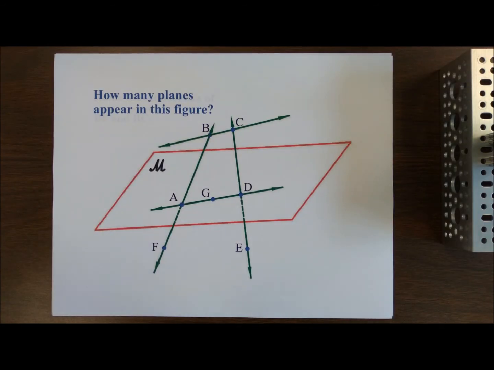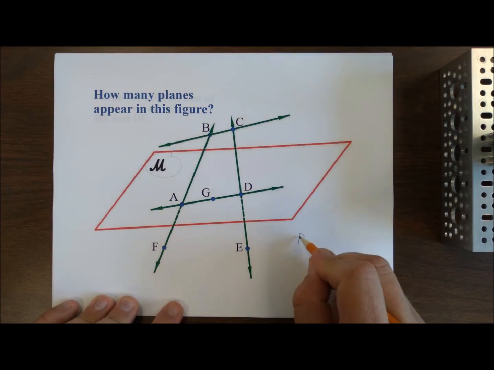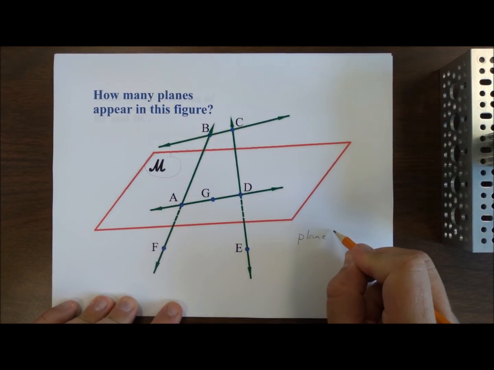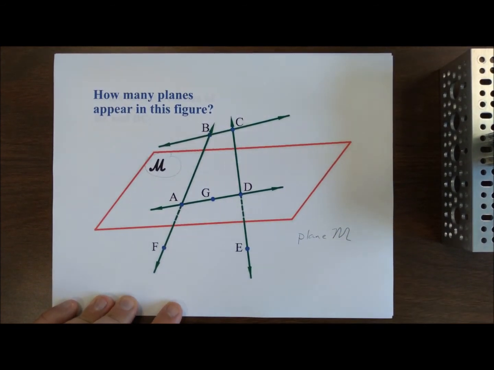Okay, how many planes do you see in this figure? And you might want to pause it if you want to try this one. This is like the last example. We've got this plane M, so there's 1, right? And we've got some uppercase scripted M there. What else do we have for planes here?